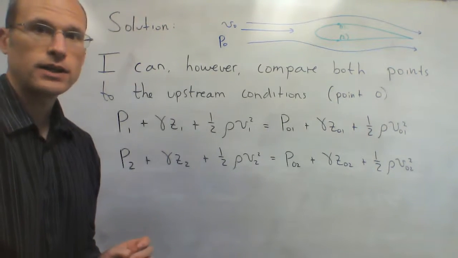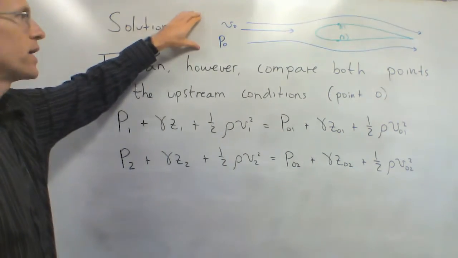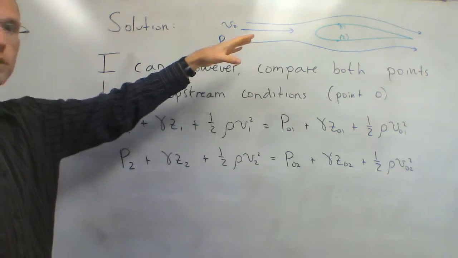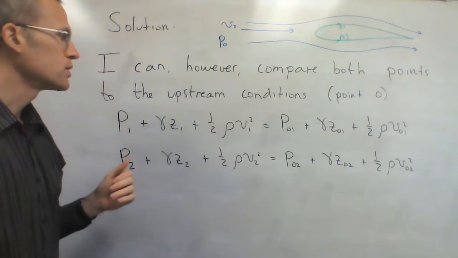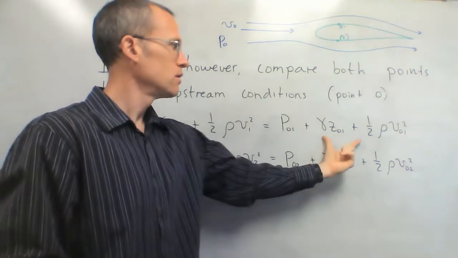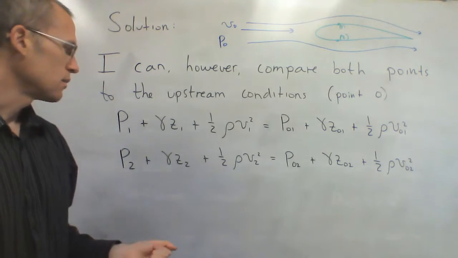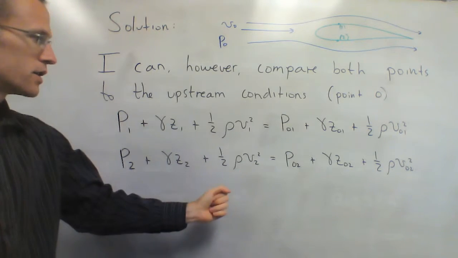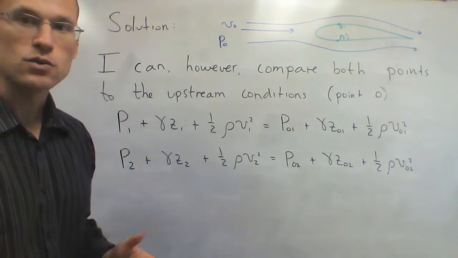So what I can do is look at the streamlines way up here. Point 1 is going to start from some streamline way up here. Point 2 is going to start from some streamline way up here. So I can compare both of those points to some upstream conditions, some velocity V0, some pressure P0. So I can write down Bernoulli's equation for point 1. Same thing for point 2, with the pressure, velocity, and height for point 2, and then the upstream values as well.